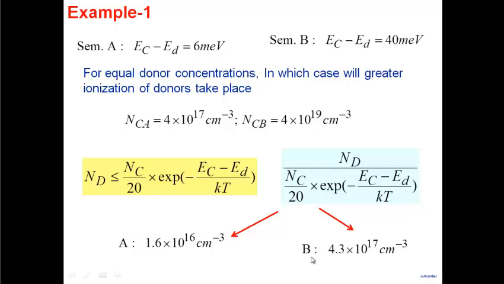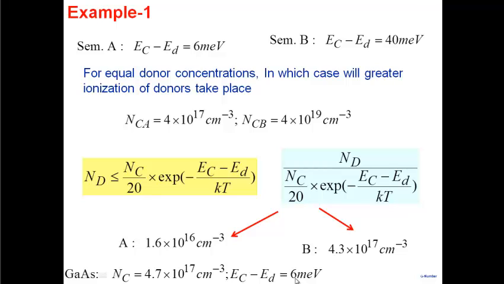Now, the reason why this particular example has been given is that if one just looks at 40 and 6, one would expect that 6, the donor being closer to the conduction band, would be easier here. And the example is important also for the following reason: gallium arsenide is another very important material. NC for gallium arsenide is 4.7 into 10 power 17. And the typical donor in gallium arsenide is at 6 milli-electron volt.